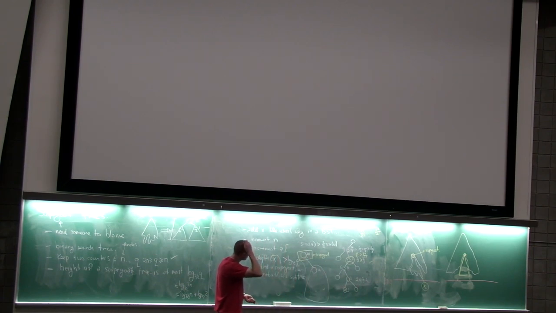decreases. The height of the tree decreases. All that means is I just have to check that there is a tree that has this many nodes, which is smaller than this. And that's fairly easy to check.